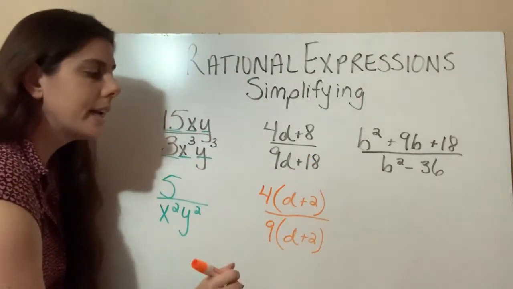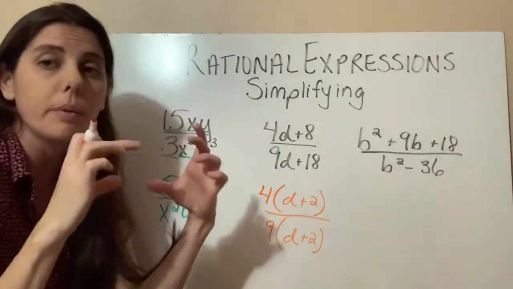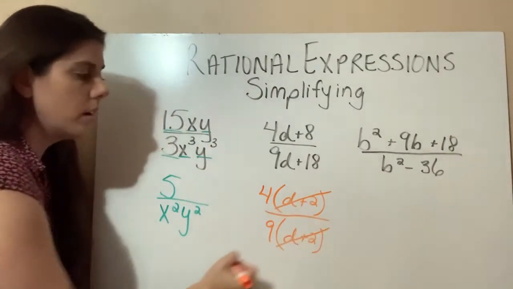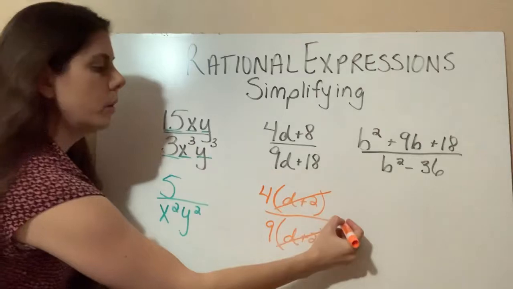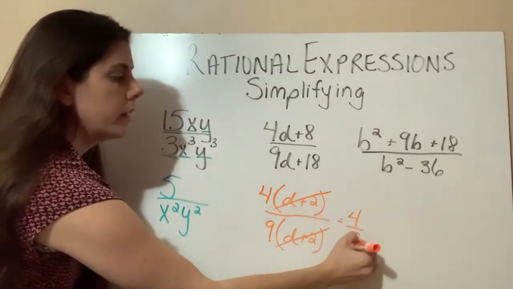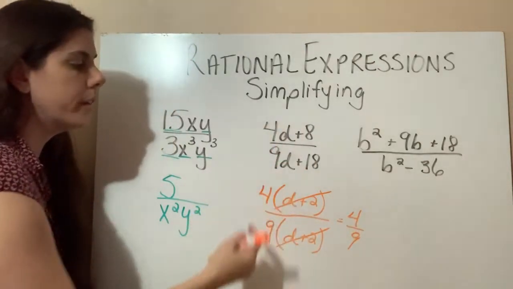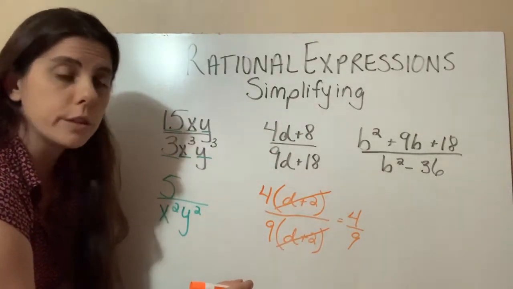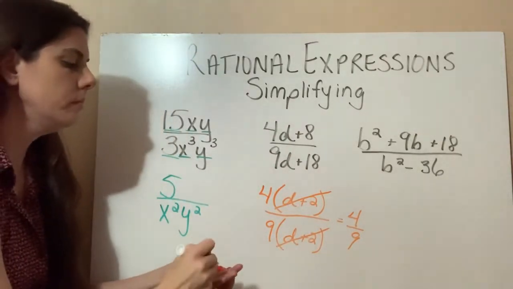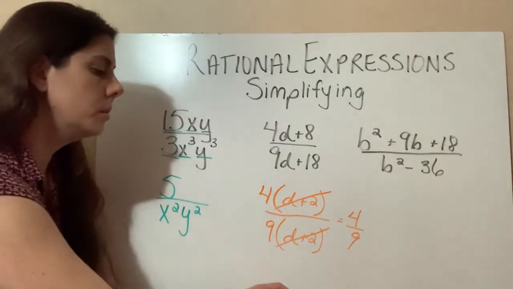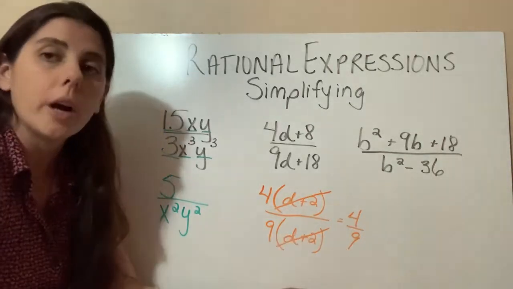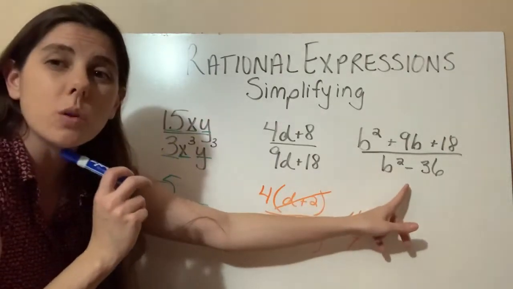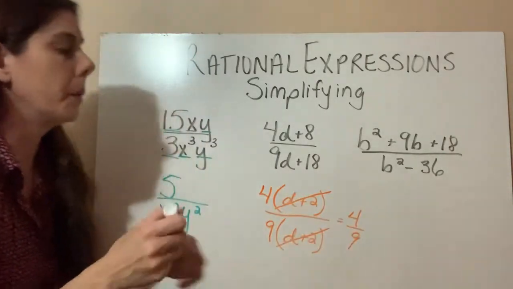Now what is going to happen to those d plus 2's that are in parentheses? Well, they just cancel out. So what are we left with? 4 ninths. So this whole thing is just going to simplify to 4 ninths. Our last example is a trinomial divided by a difference of squares binomial. Okay?